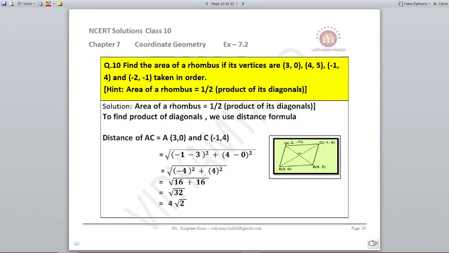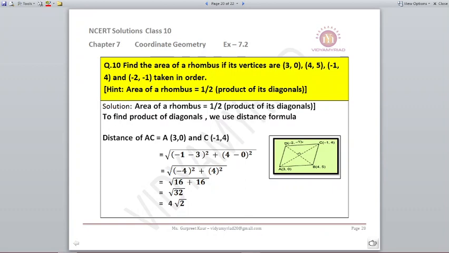Question number 10. Find the area of the rhombus if its vertices are (3, 0), (4, 5), (-1, 4) and (-2, -1) taken in order. Hint is given to us, area of a rhombus is half into product of its diagonals. Now how to find the product of its diagonals? I need to have their length, and for length I need to find the distance.